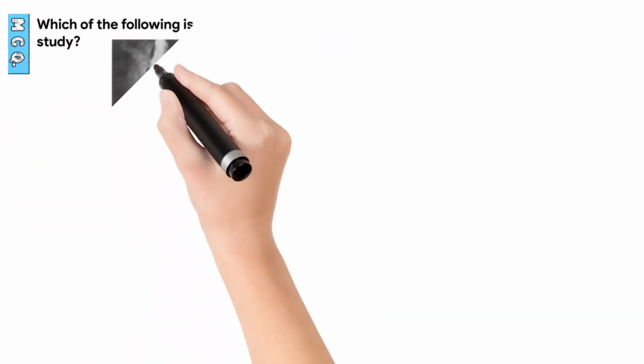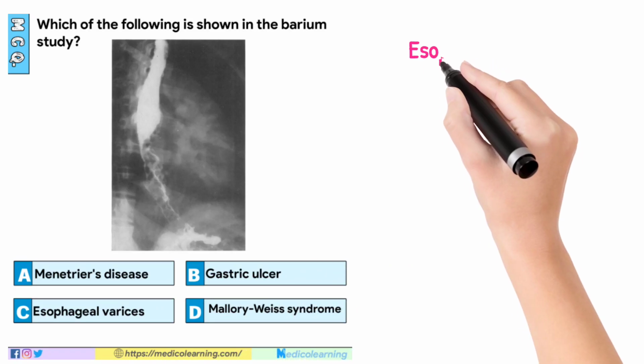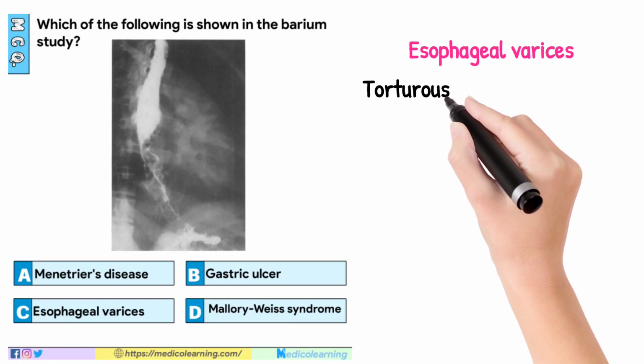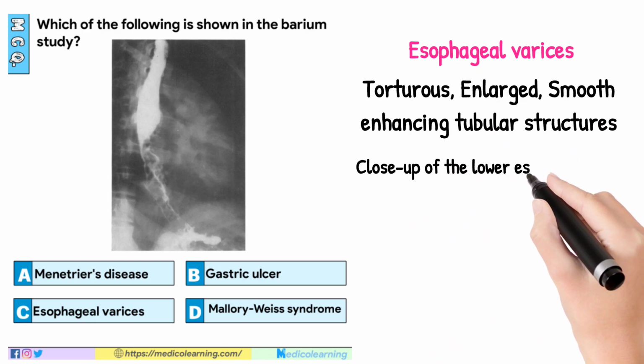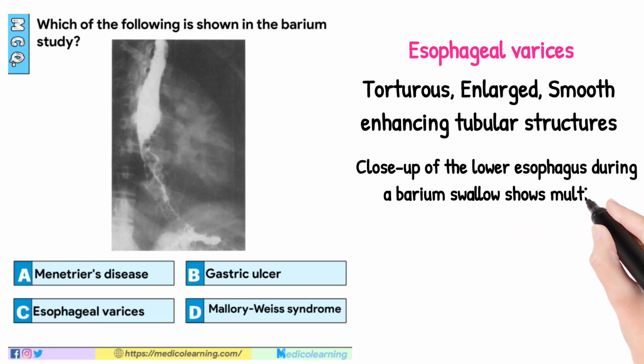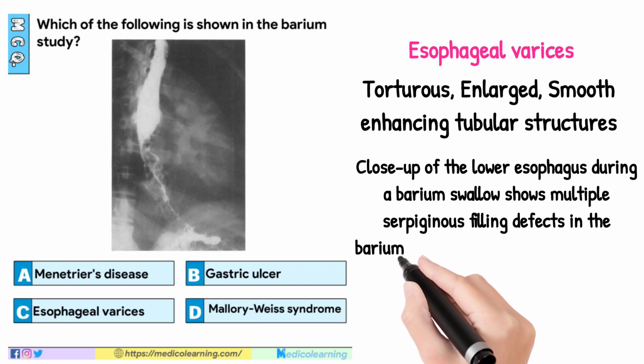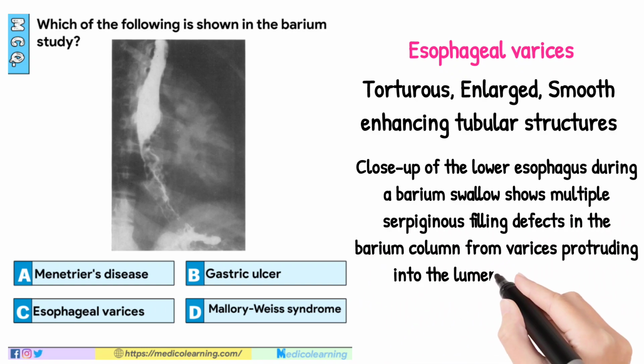In this question, answer is esophageal varices: tortuous, enlarged, smooth enhancing tubular structures. Close-up of the lower esophagus during a barium swallow shows multiple serpiginous filling defects in the barium column from varices protruding into the lumen from the wall.